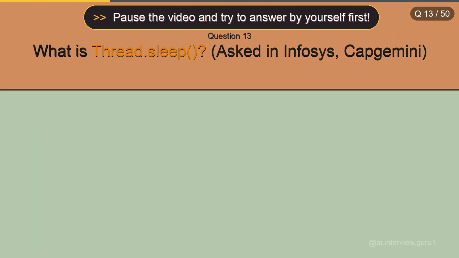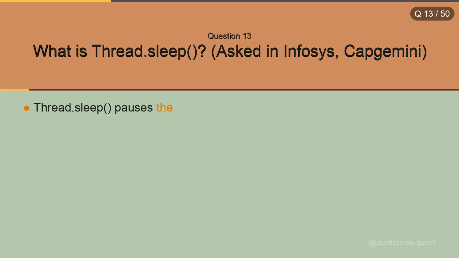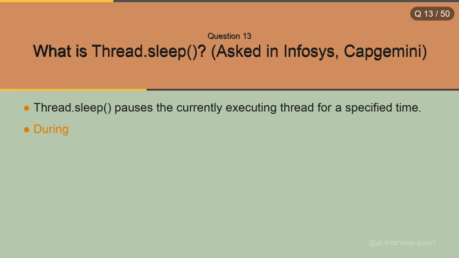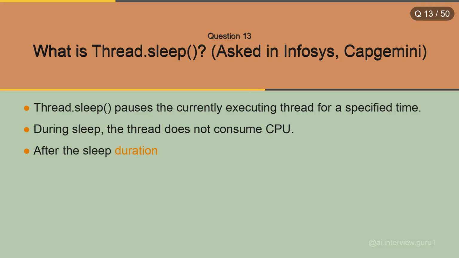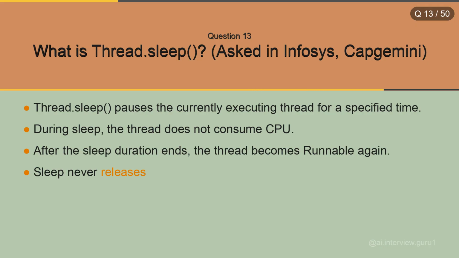What is thread sleep? Thread sleep pauses the currently executing thread for a specified time. During sleep, the thread does not consume CPU. After the sleep duration ends, the thread becomes runnable again. Sleep never releases synchronized locks.